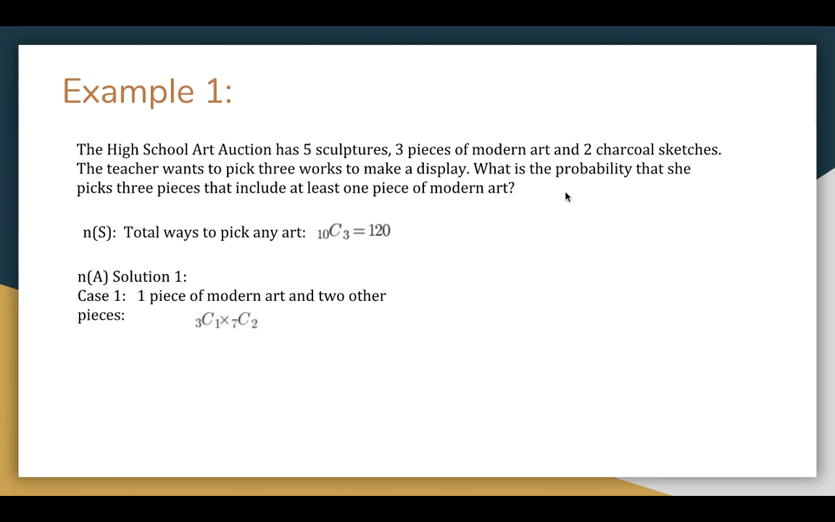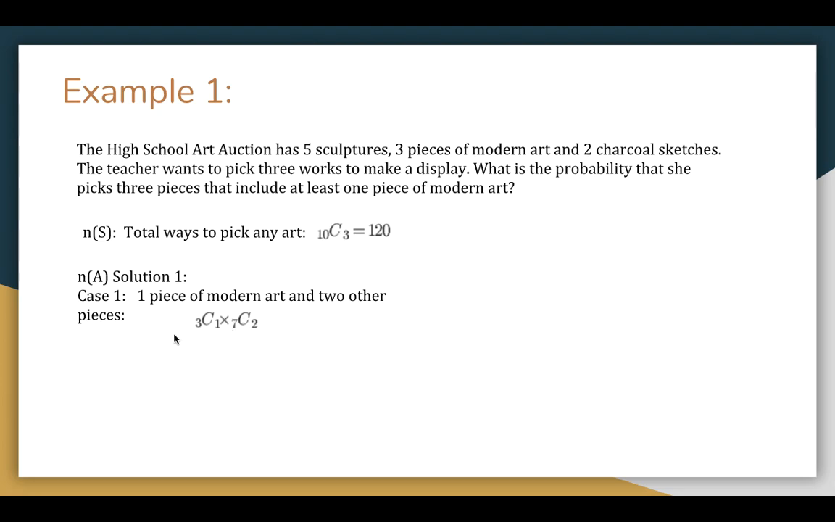So for 1 piece of modern art, we have 3 choose 1 times 7 choose 2. The temptation here is for people to say 3 choose 1 times 9 choose 2 and then say I'm done. The problem with cases is you really have to be very specific with probability. The problem with saying 3 choose 1 times 9 choose 2 is you'd actually be double counting. There is a possibility that you have 3 modern art. 3 choose 1, you pick 1, and then the other 2 you choose in this section.